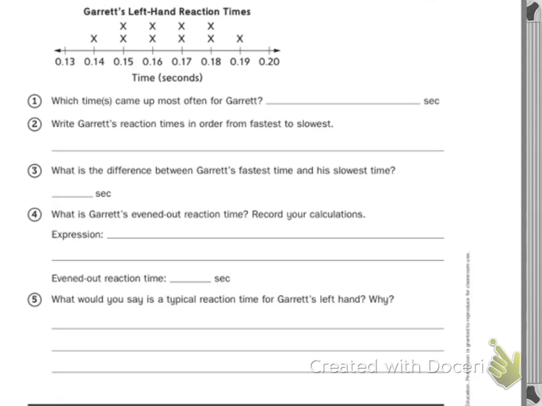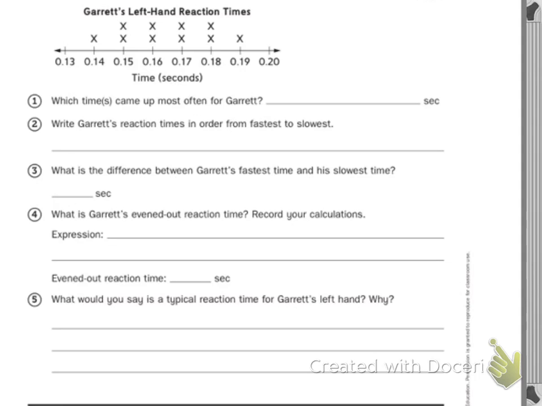So our home link has some data. Your directions say, Garrett tried the grab-it gauge experiment with his left hand. He recorded his results on the line plot below. Use the data to answer the questions.